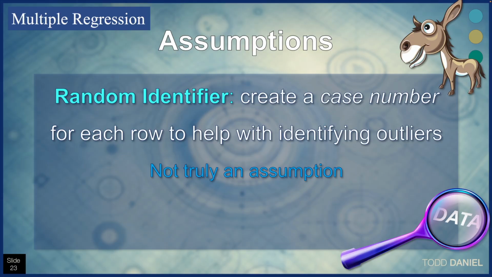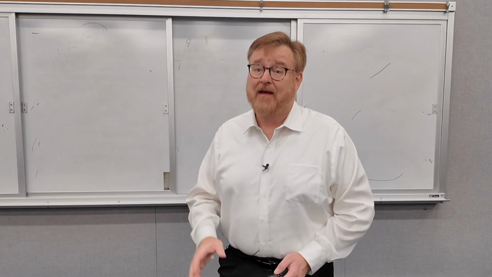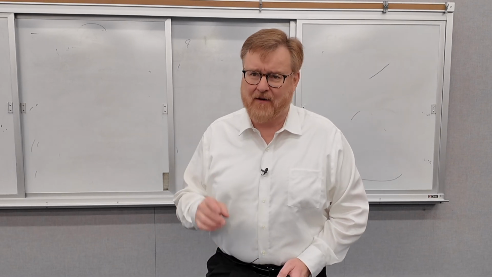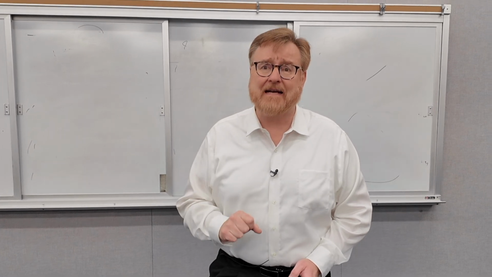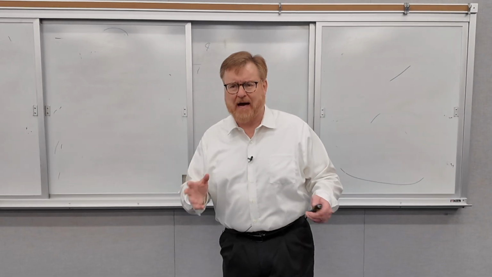Now, the next thing I always look for is whether or not we have a random identifier in the data set. This is not strictly an assumption, but it does make your life much easier. If you have this random identifier, it's going to make it much easier to find cases that are problematic. Like if a case is an outlier, we'll be able to spot it really quickly.